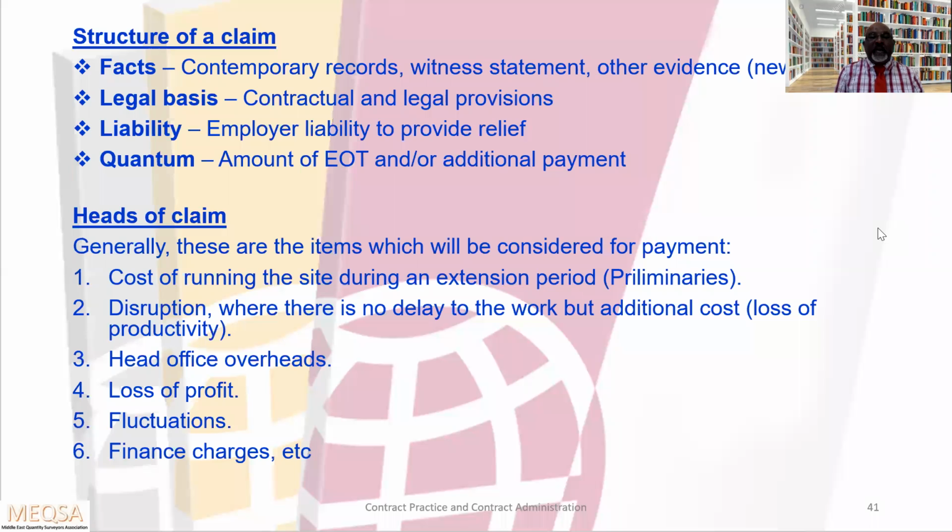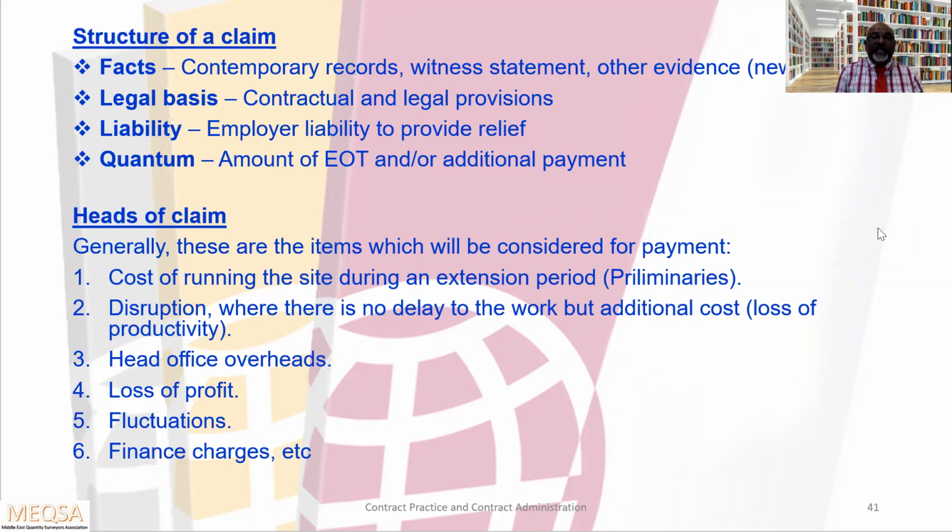The next one is heads of claims. Generally, these are the items which will be considered for payment. The first one, cost of running the site during an extension period, the prolonged period. Disruption where there is no delay to the work but additional cost, loss of productivity, hindrance, head office overhead. There are few formulas to calculate this head office overhead, Emden formula, like that. Loss of profit, very difficult to prove this one.